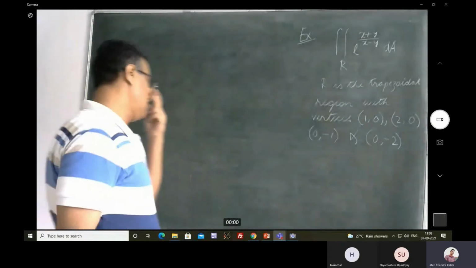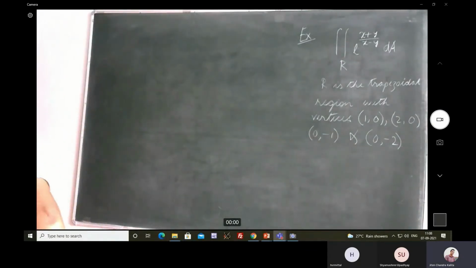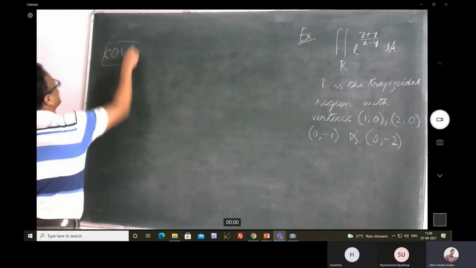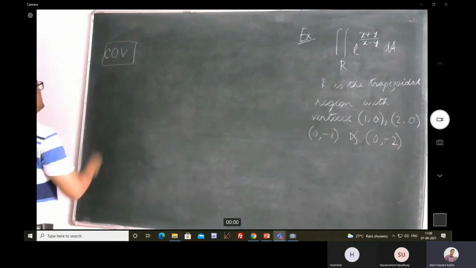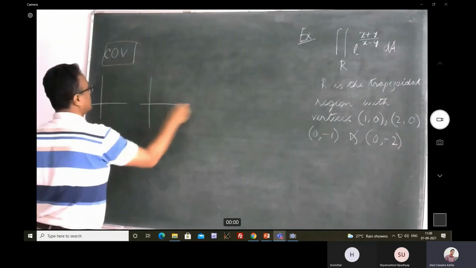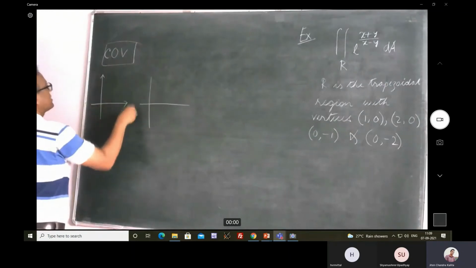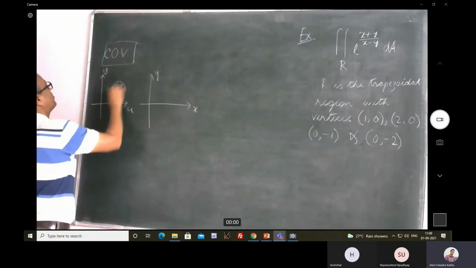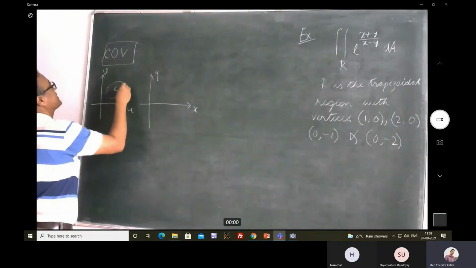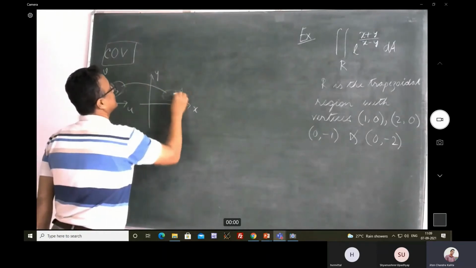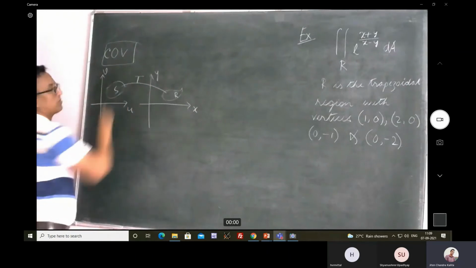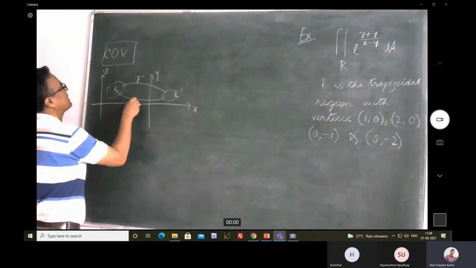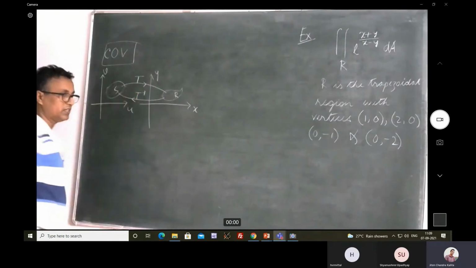Okay, welcome back. If you recall, yesterday we were dealing with change of variables. We were assuming that there is a transformation T from the UV plane to the XY plane, which transforms a region S to another region R. And if this transformation T is one-to-one and onto, then the inverse of that transformation also exists.